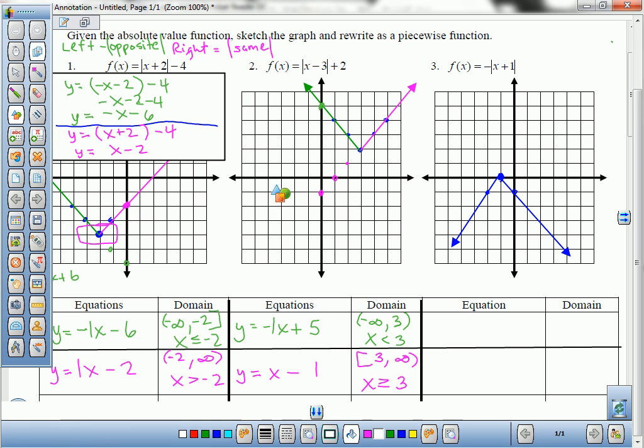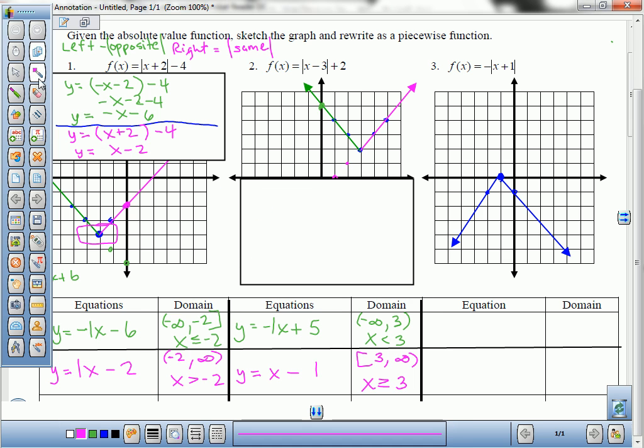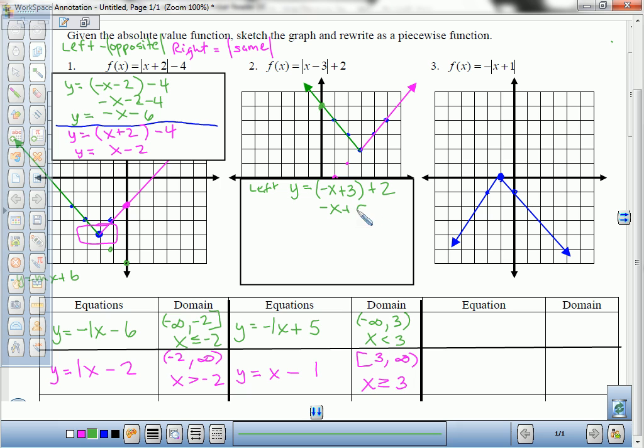Okay, let's look at the second one we did. If I did the left side, I do the opposite. So for the left side, this would become a -x and a +3. So then when I add like terms, I get -x plus 5. Is that what we had when we looked at the graph? Yeah. Okay, let's go do the right side.